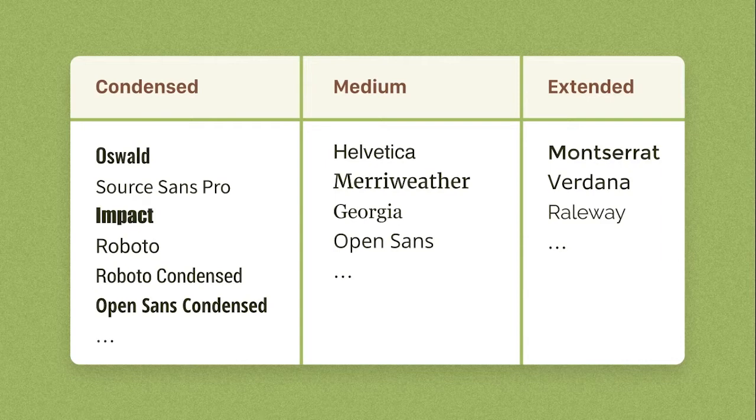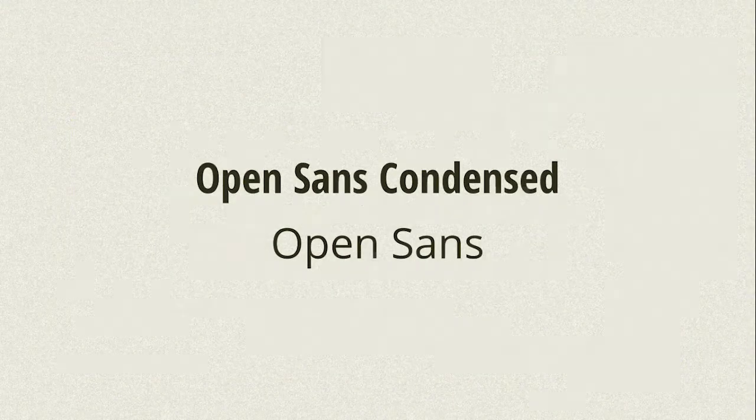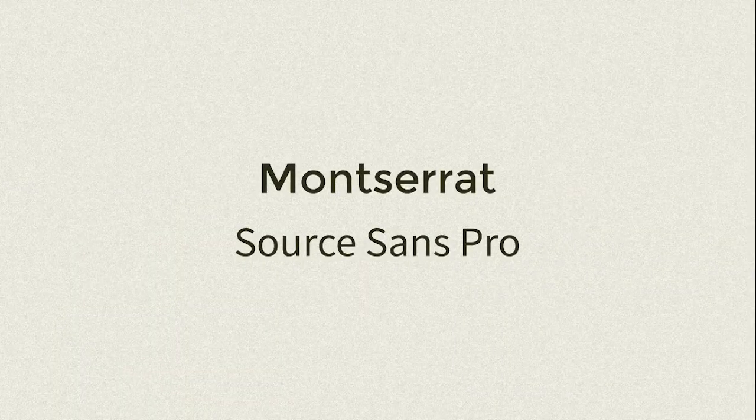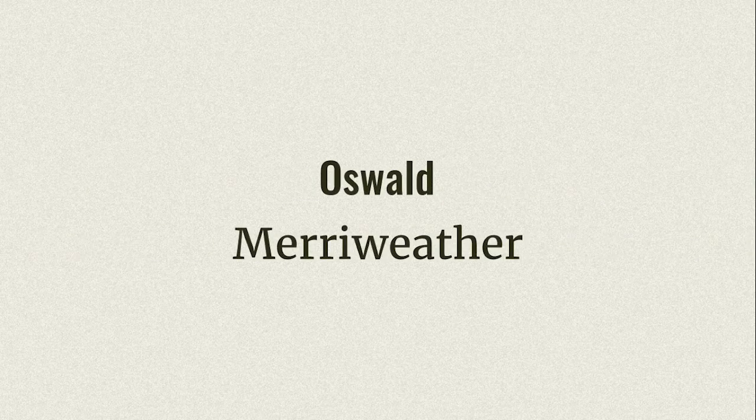To create contrast, we can pair typefaces based on their proportions. For example, we can use Open Sans Condensed Bold in headings and Open Sans Regular in body text. We can use Montserrat in headings and Source Sans Pro in body text. We can use Oswald, which is condensed, in headings, and use a regular serif or sans serif font for body text. Note that typefaces that are too condensed or extended are not as readable as regular typefaces, so for body text, it's better to stay conservative.